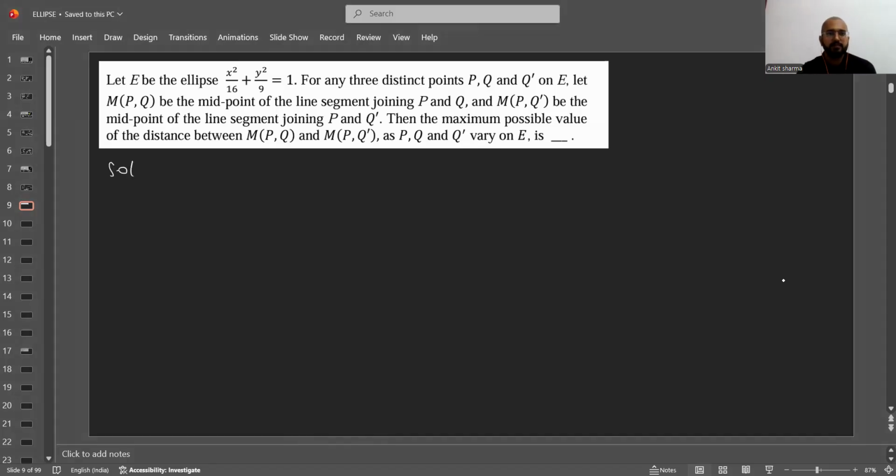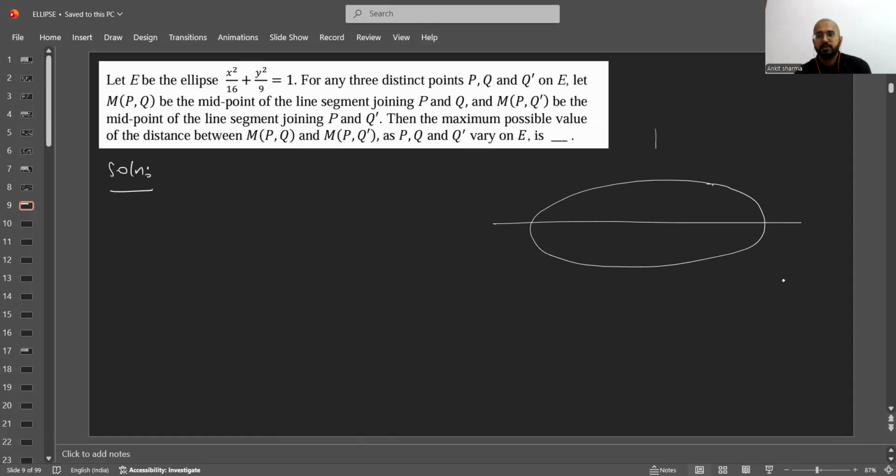Looking at this question, here you're given an ellipse. Let E be the ellipse, for any 3 distinct points P, Q, Q dash on E. Let M P Q be the midpoint of the line segment joining P and Q, and M P Q dash be the midpoint of the line segment joining P and Q dash. So we're going to have an ellipse here, and here comes the major axis.